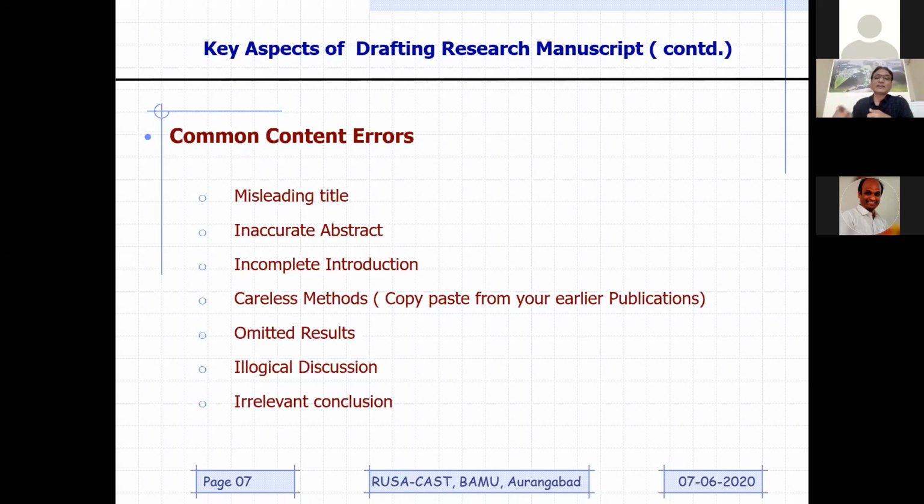What you have done, how you have done. What you have done means what were your objectives. How you have done means what were your methodologies. And what you have achieved means what results you got. That should be reflected in the abstract.